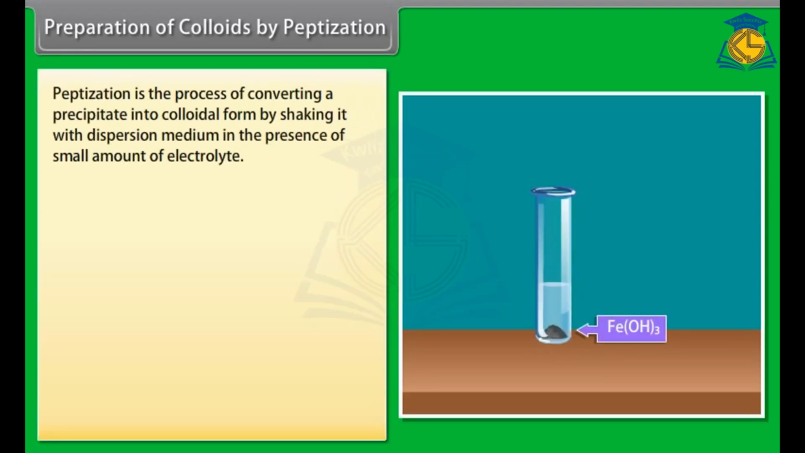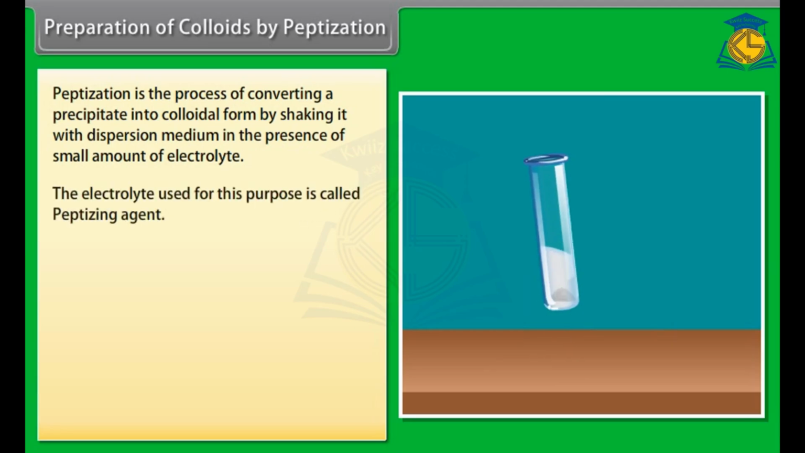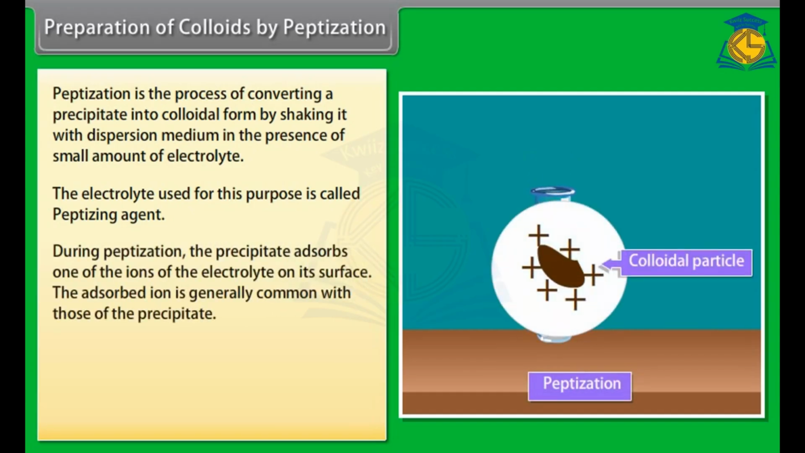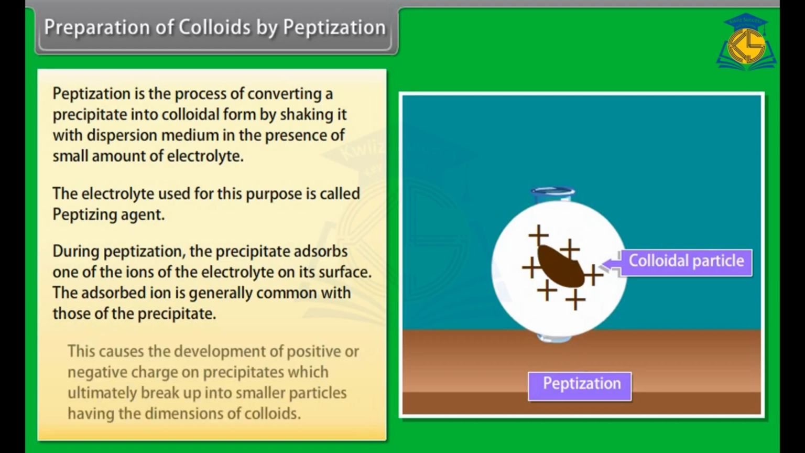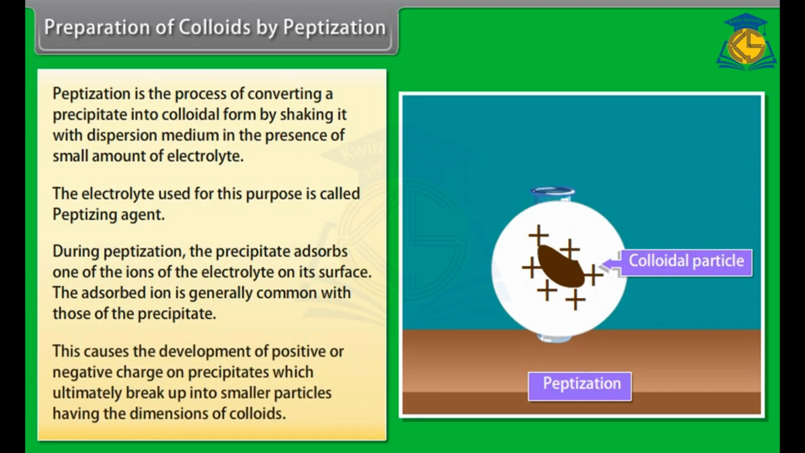Peptization is the process of converting a precipitate into colloidal form by shaking it with dispersion medium in the presence of a small amount of electrolyte. The electrolyte used for this purpose is called peptizing agent. During peptization, the precipitate adsorbs one of the ions of the electrolyte on its surface. The adsorbed ion is generally common with those of the precipitate. This causes the development of positive or negative charge on precipitates, which ultimately break up into smaller particles having the dimensions of colloids.